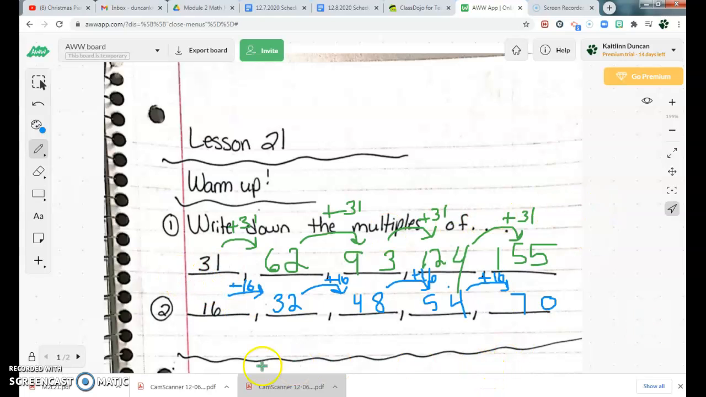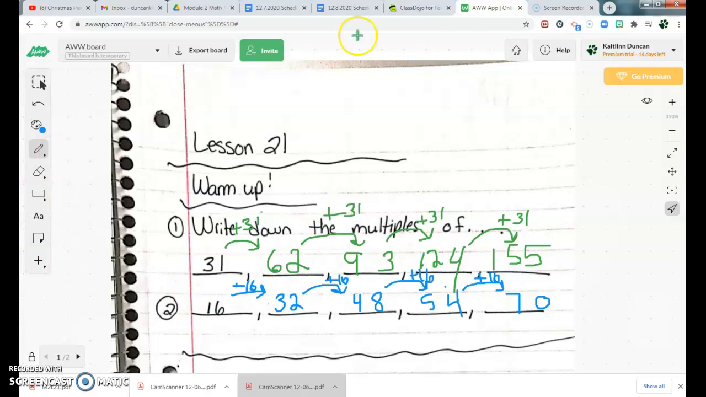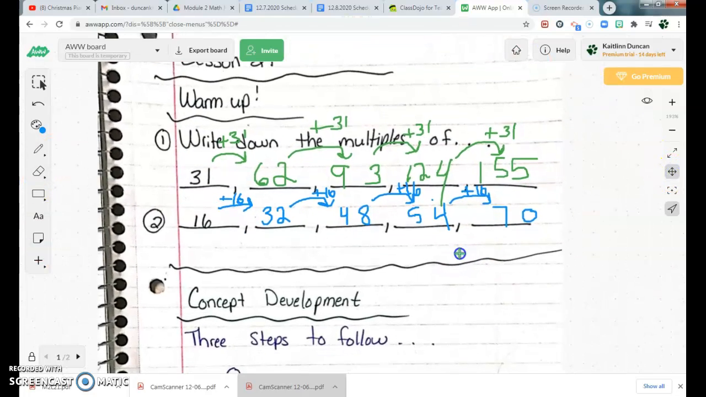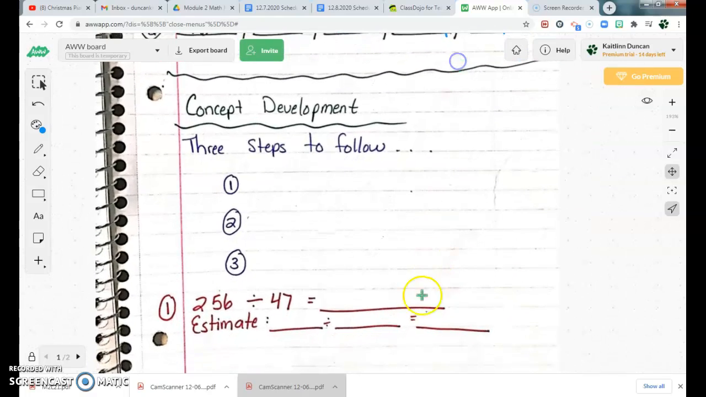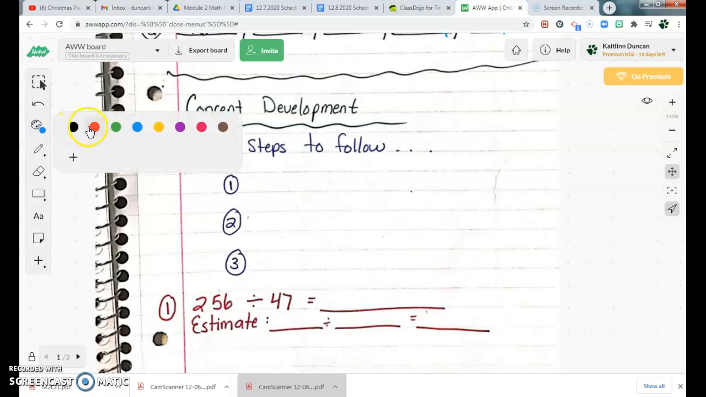Alrighty, now here are our notes for our concept development. Again, if I'm going too fast, pause the video, please. We are going to be doing more long division today. And long division is not easy. That is why I've scheduled in our schedule today a math Zoom time for you to work on logging on, asking questions if you need to. That is what I am here for. This stuff is not easy.